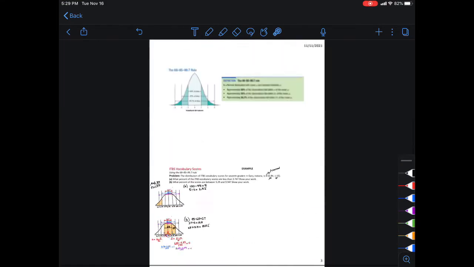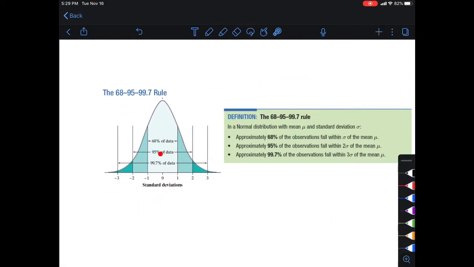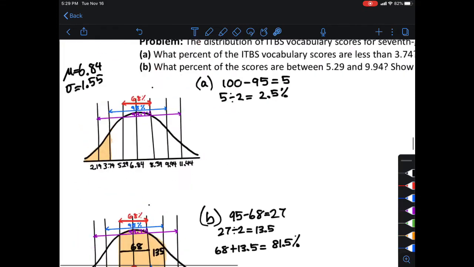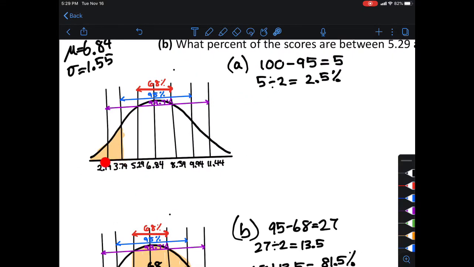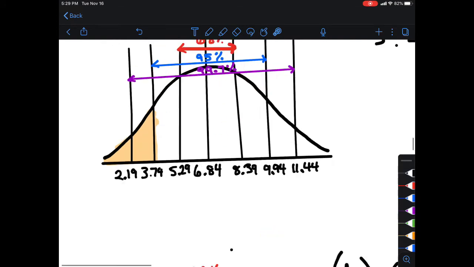Just like we were using the 68, 95, 99.7 rule to find areas. That's great if you are talking about stuff you want to find exactly, like between the standard deviations. What if I wanted to know the percentage from like here on to the left? There's no way to calculate this using the method here. No way to do it.